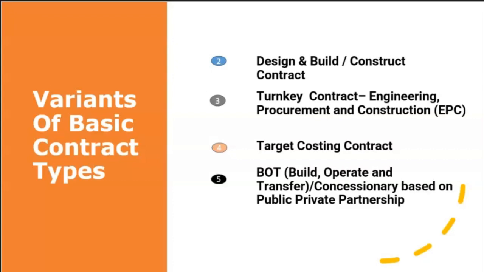Time and materials contract type. This is a contract type that is based on hourly, daily, or weekly labor rates and material costs. It's frequently used for smaller projects like repairs or when the scope of work is not clearly defined.